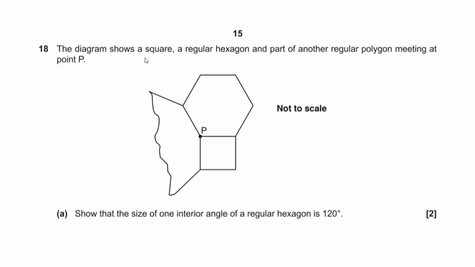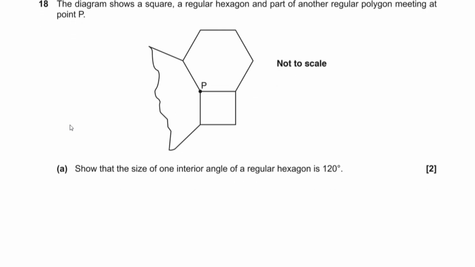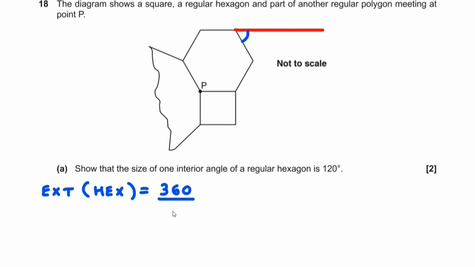Question number 18. The diagram shows a square, a regular hexagon and part of another regular polygon meeting at the point P. Part A shows that the size of one interior angle of a regular hexagon is 120 degrees. The first thing we can do is find out the exterior angle of the hexagon. That is this angle here. To find out this exterior angle, we need to do 360 divided by 6, which is 60 degrees.